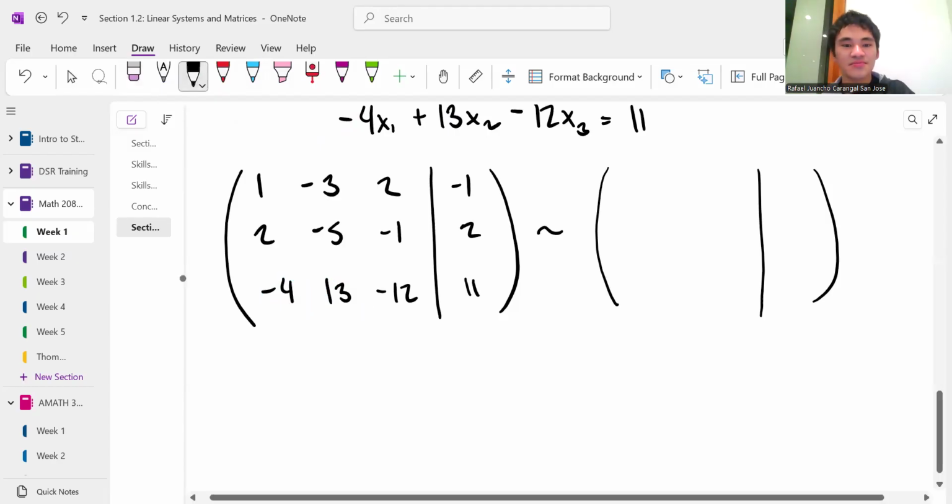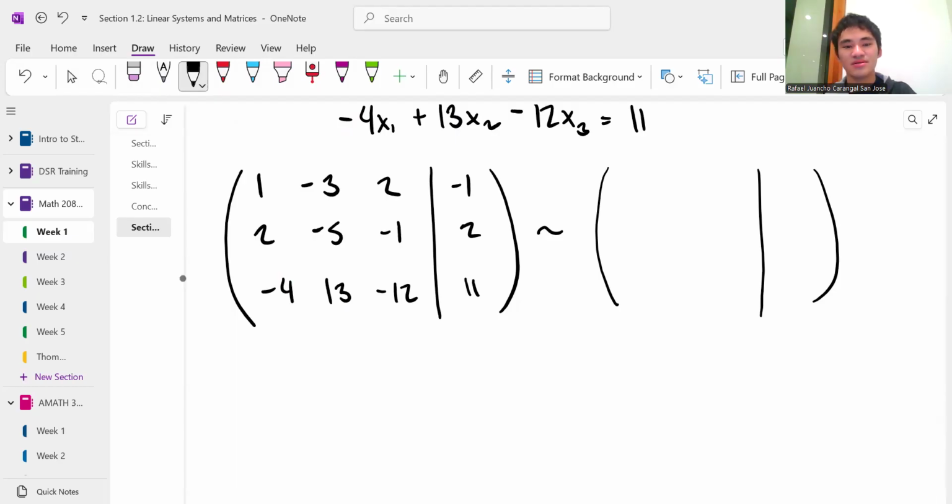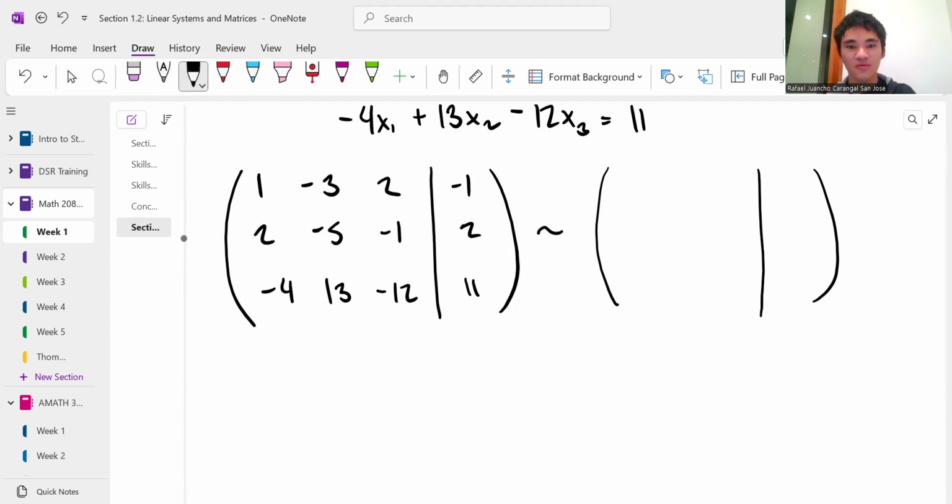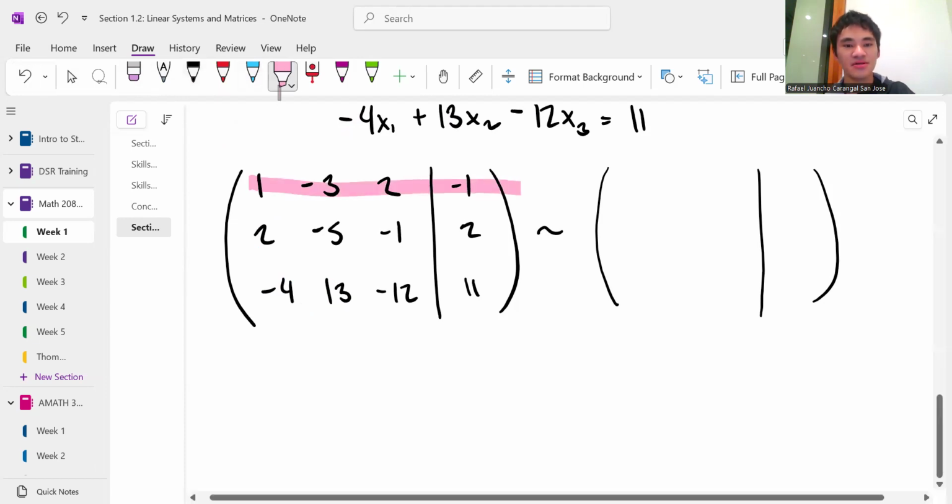Okay, so what am I going to do here? I'm going to start by eliminating this thing here. So I'm going to multiply row 1 by 4. What do I mean by row 1? I mean this is row 1, row 2, row 3. Sounds intuitive, right? Row 1, row 2. This is how we write it. Row 3.